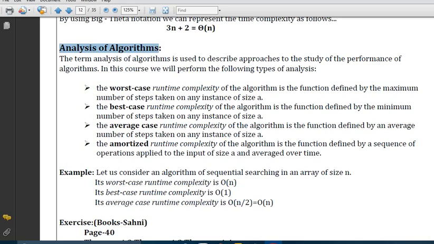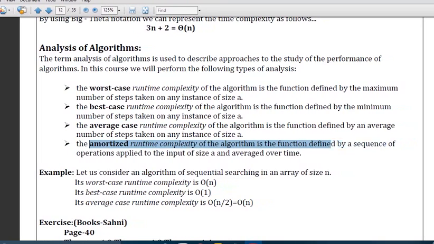Analysis of algorithm. In this analysis section you have the worst case, which means the complexity is high. In the best case, the runtime complexity is close to null. In the average case, the running time complexity is in the medium range. And amortized runtime is where the algorithm function is defined by a sequence of operations applied to the input size and averaged over time.